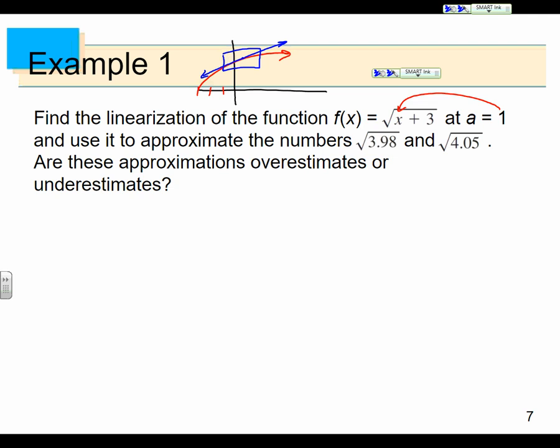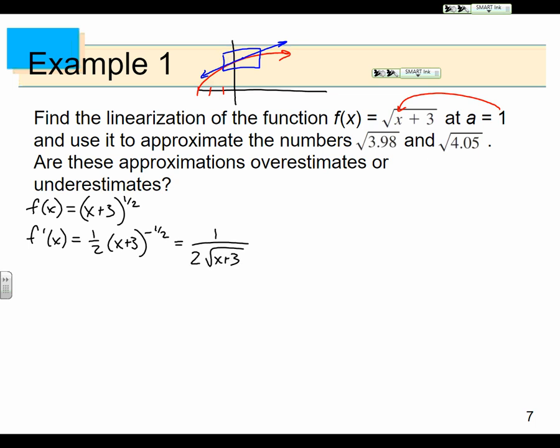And so let's see what it looks like when we do this using some calculus. Okay, so my f of x is going to be just what they told me. I'm going to write it as x plus 3 to the 1/2 because I'm going to end up doing a chain rule on it. So my f prime of x is going to be 1/2 times x plus 3 to the negative 1/2. And I like to rewrite that so that I get something a little bit easier to plug into.